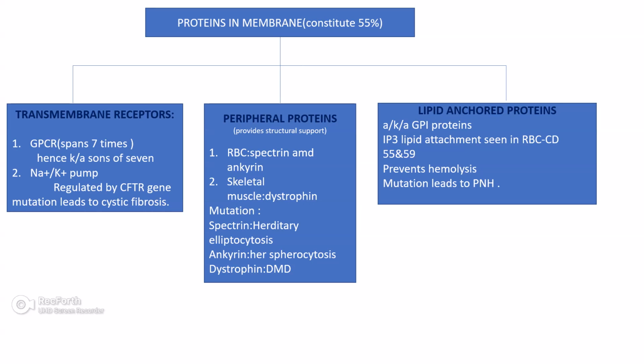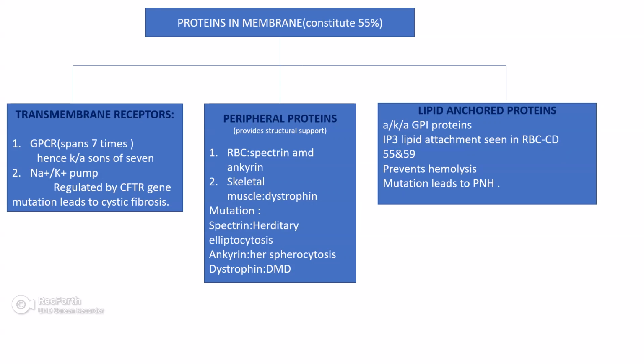Peripheral proteins are present on the periphery and provide structural support. In the RBC, it is ankyrin and spectrin which give support to the RBC and maintain its stability. Hence, mutation in the spectrin leads to hereditary elliptocytosis. Ankyrin leads to hereditary spherocytosis. Skeletal muscle consists of a peripheral protein known as dystrophin. Mutation of dystrophin leads to Duchenne muscular dystrophy.